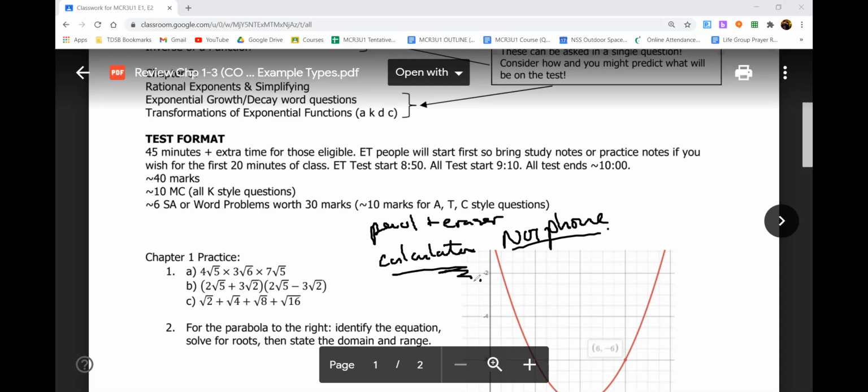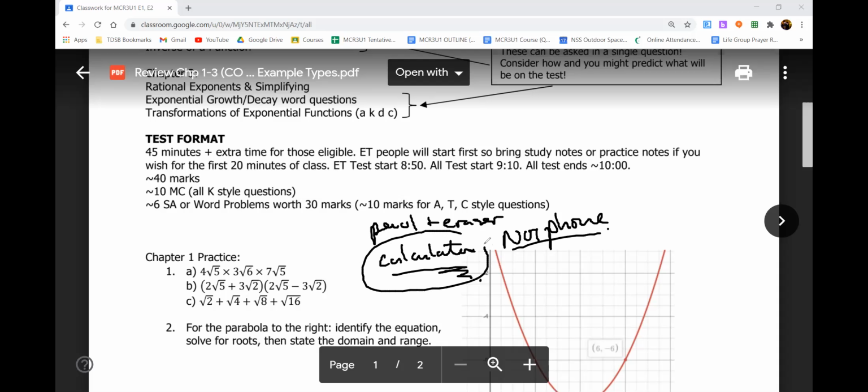If you don't have a calculator, let me know ahead of time and I'll design one for you. But if you come to me the day of and be like, oh, can I borrow a calculator? I'm going to say no. Because I have to go to the math office and get it, and I can't leave the test while people are writing it. It just doesn't work that way.